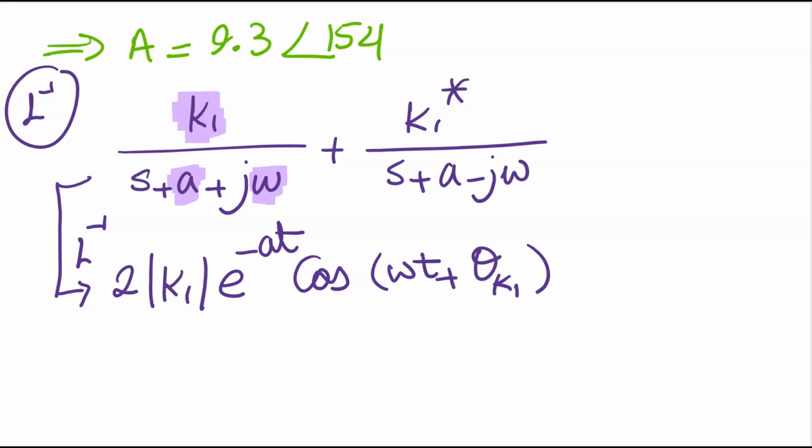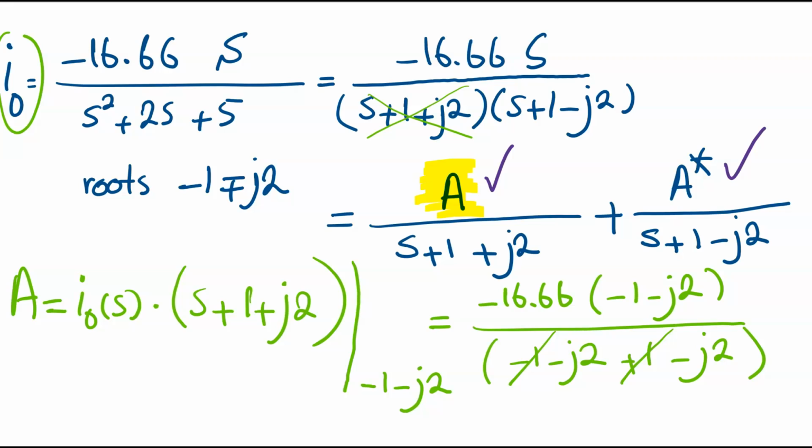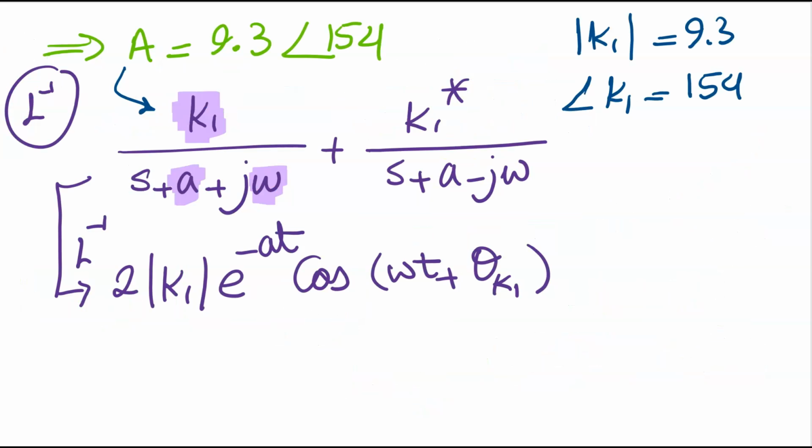Basically the k that we are looking for is this A. So the magnitude of this k1, or the magnitude of A, is equal to 9.3, and the angle of k1 is equal to 154. And then for a and j omega, let's go back to the previous slide. What we have for a is 1, and what we have for omega is 2. Let me write them here. So our a is equal to 1, and our omega is equal to 2.